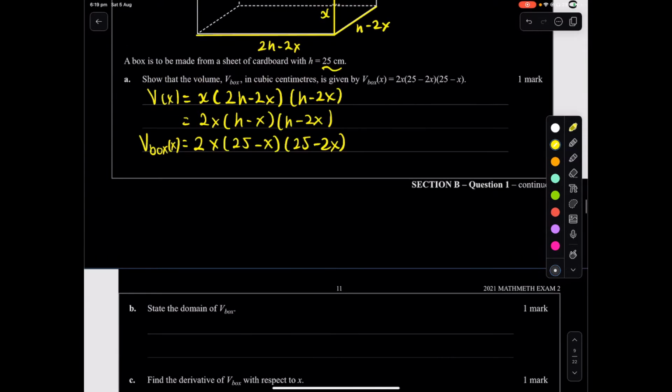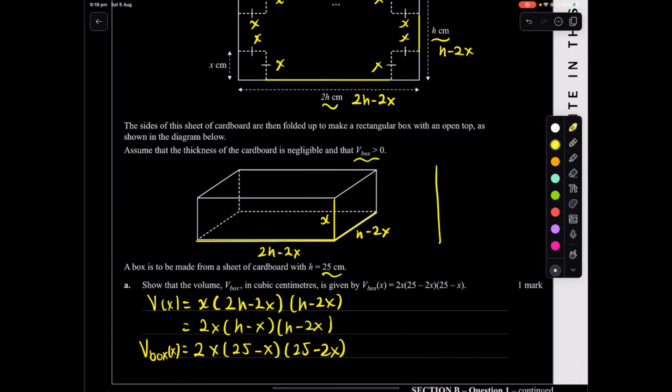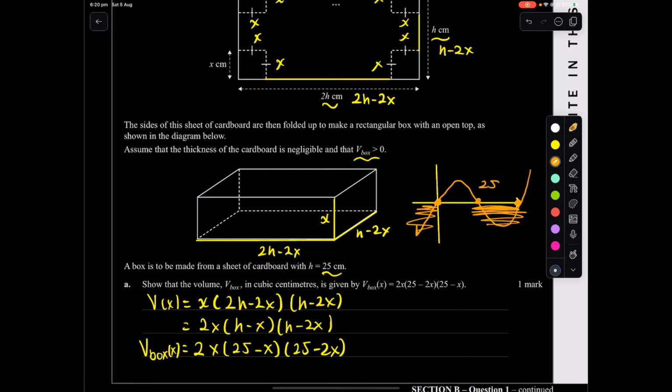State the domain of V box. Well, we know that V box is greater than 0. So let me draw a nice diagram over here. I know there's going to be an intercept at 0, at 25, and at 25 over 2. Is it positive? Yep, it's positive, so we'll go like this. Since V box is greater than 0, we can exclude these values over here. So that's 25 over 2 here, this is 0, and that's 25.